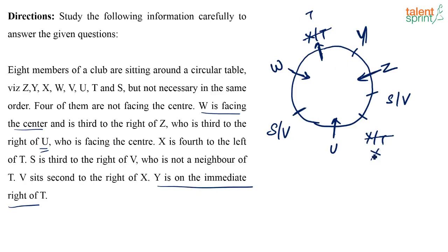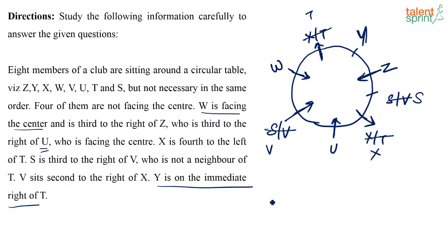Next, if this is X, then they had given one more information that V sits second to the right of X. So this is going to be V and this is going to be S. V sits second to the right of X means X has to face outwards. So that is also satisfied. Now S is third to the right of V. So which direction should V face? V should face inwards. Then only S will be third to the right of V.